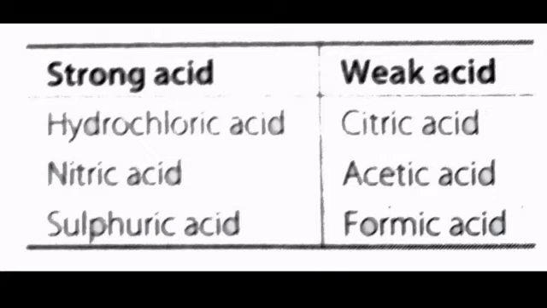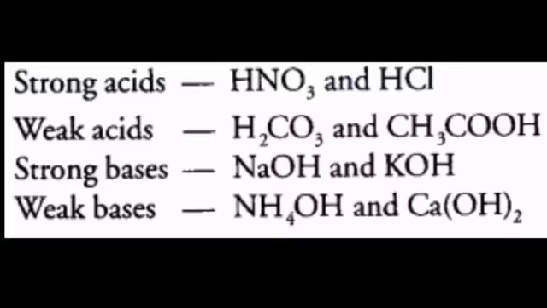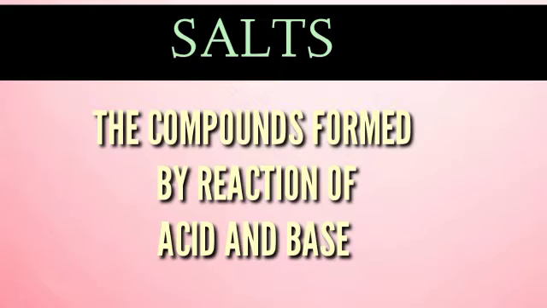There are two types of acid, strong acid and weak acid. Here are some examples. Bases are the substances which are bitter in taste and soapy in nature. They turn red litmus solution blue, and they give negative OH ions in aqueous solution. Like acids, bases are also of two types. Here are some examples. Salts are the compounds formed by the reaction of an acid and a base.